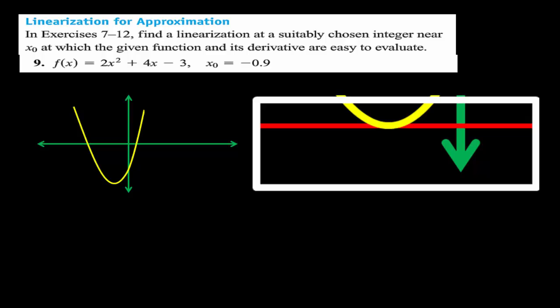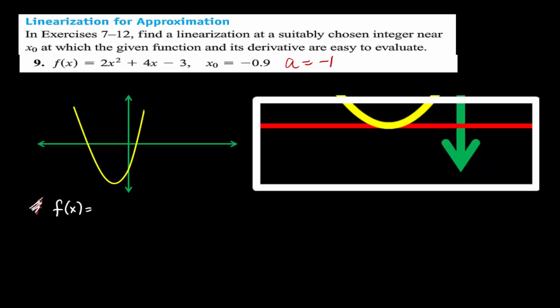Find a linearization at a suitably chosen integer near x of 0 at which the given function and its derivative are easy to evaluate. And again, what have we chosen? Our x of 0 is -0.9, I'm just looking at -0.9 at number 9. And the closest integer to -0.9 is a equals -1. And we will see why this is the picture that I have here in a little bit. But before we do that, let's go ahead and find our linearized version.